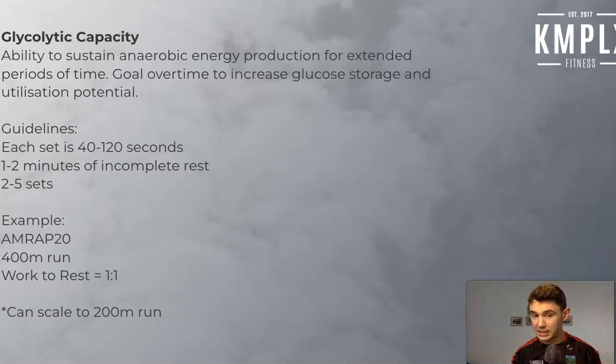One I like to do with this, and I've done with a lot of my GA players and runners before, is an AMRAP, so as many reps as possible for 20 minutes. You run 400 meters, and you take a 1-to-1 work to rest ratio. So if I run 400 meters and it takes me 1 minute and 15 seconds, I take 1 minute and 15 seconds rest. I look at my watch and I say, right, I'm going to go on 3:30, and I repeat. I do that for 20 minutes and see how many rounds I get.